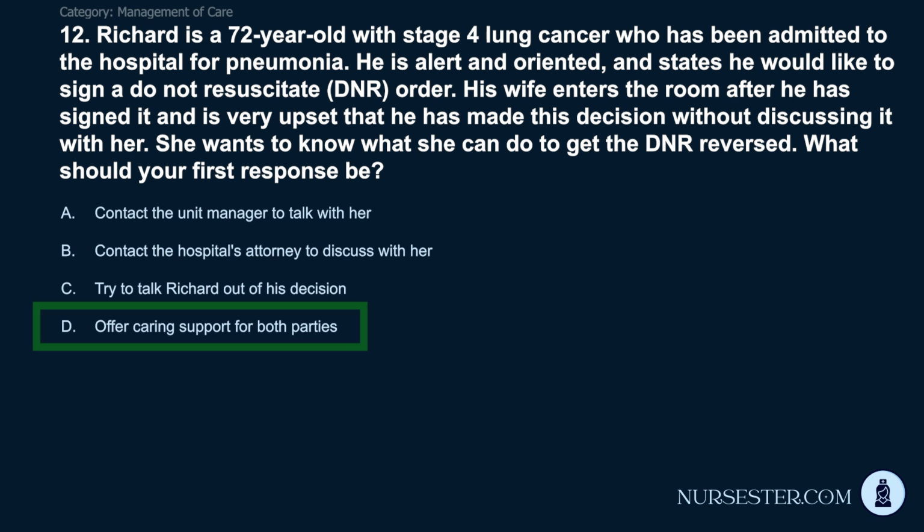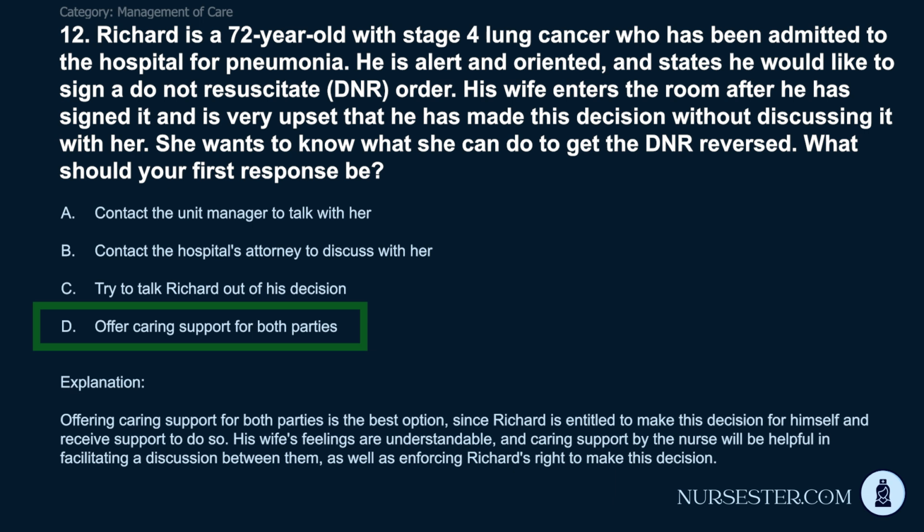Correct answer. D. Offer caring support for both parties. Offering caring support for both parties is the best option, since Richard is entitled to make this decision for himself and receive support to do so. His wife's feelings are understandable, and caring support by the nurse will be helpful in facilitating a discussion between them, as well as enforcing Richard's right to make this decision.